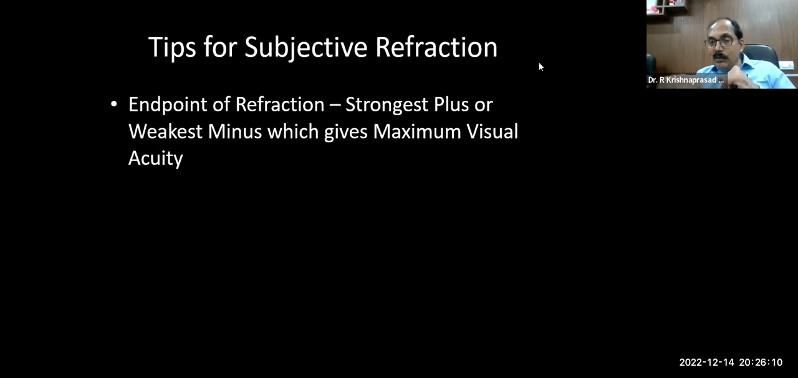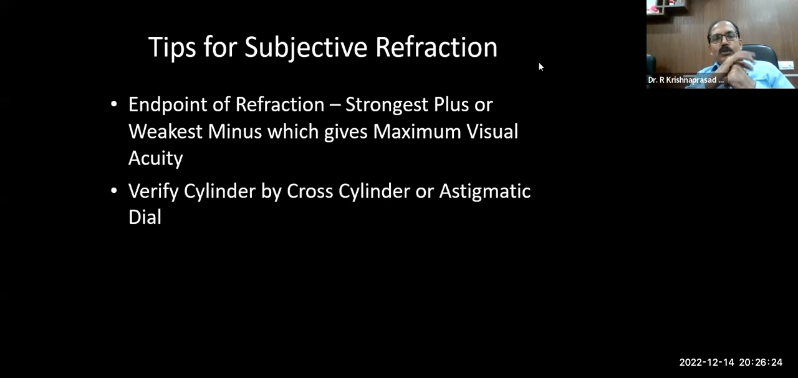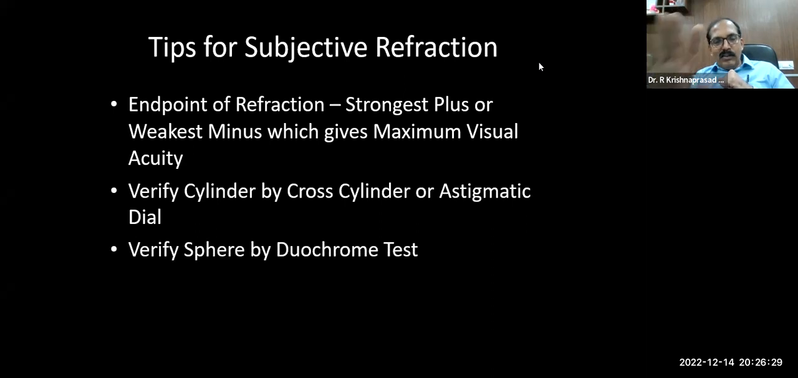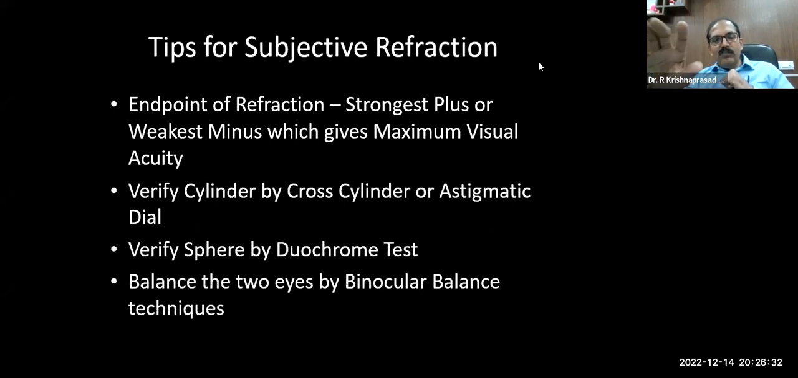At the same time, it has to be a maximum visual acuity. That is very important. If you can believe this and try to follow this, you will not go wrong. The patient will be very comfortable because he's not forced to use accommodation all the time. You verify the cylinder with a cross cylinder or astigmatic dial. Verify the sphere with a duochrome test. And verify and balance both eyes using a binocular balance technique. So this one slide will give you the overall idea about how you should go about subjective refraction. And this has to be followed on patients to get familiarized with this technique.